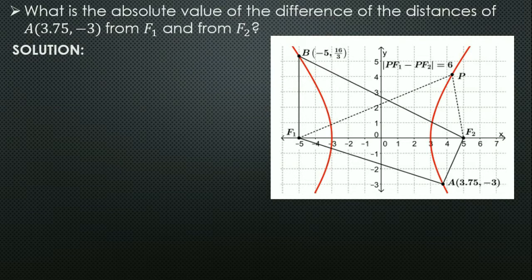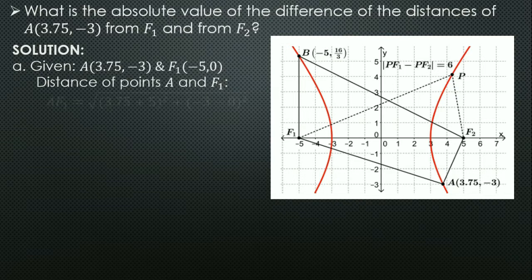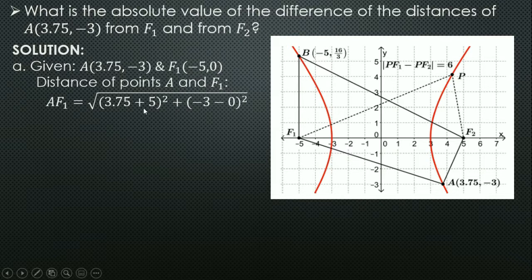So unang question, ano daw yung absolute value ng difference ng distances of point A, which is this one, from point f sub 1 and f sub 2. So our solution will be, of course, the given. Let's try to identify first the distance between A and f sub 1. So distance of points A and f sub 1, we have x sub 1 minus x sub 2, kaya siya nag-positive kasi negative times negative is positive, plus we have negative 3 minus 0 squared. So 3.75 plus 5 is 8.75. Negative 3 minus 0 is negative 3.